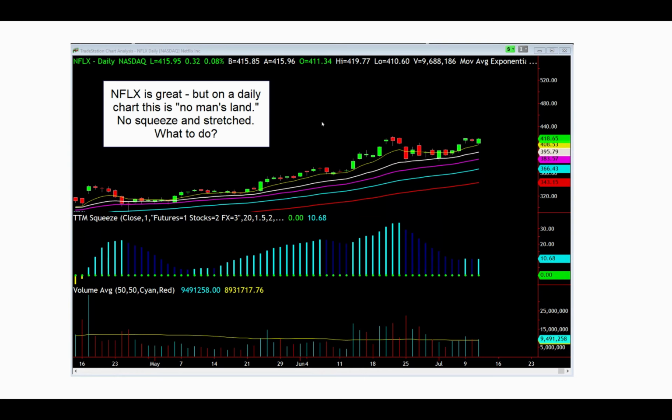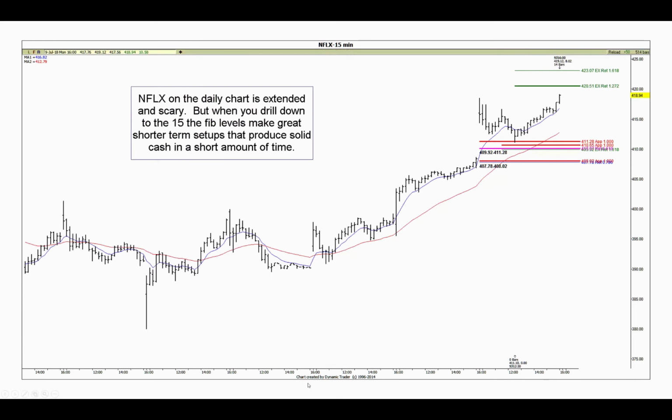But then if I can go look at Carolyn's work and drill down and say, all right, what's going on the 15-minute chart here? And here's this gap up. And it's coming back down into humongous Fibonacci support with timing. Okay, and we're down here at about 412 bucks. And here we are at 418. It's like a $5 move as a day trade.